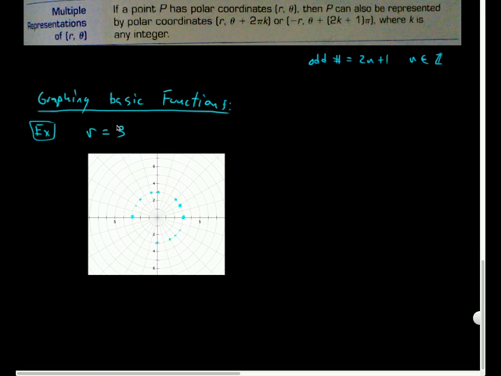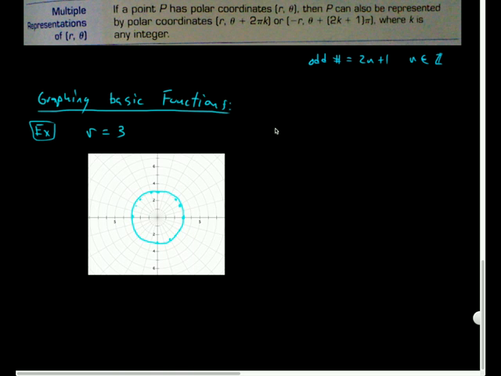And so you can see that if I say r equals 3, it appears as though my graph would just be the set of all points that are 3 units away for any value theta, which ends up being the graph of a circle. So that's kind of an interesting value.